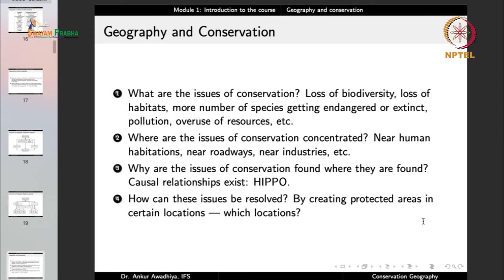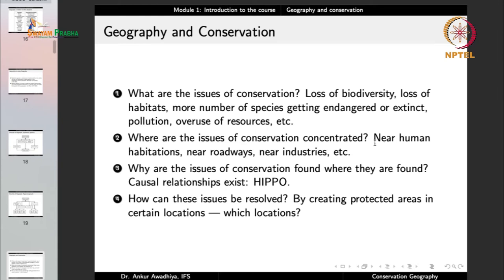Now, the relationship between geography and conservation is very intense, because in geography we can ask questions about conservation, about what the issues of conservation are. So different issues of conservation like loss of biodiversity, loss of habitats, species getting endangered or extinct, pollution, overuse of resources. Now all of these issues can be studied from the lens of geography, because we can ask where these issues are located. So for each and every one of these issues we can ask where they are located. Are they found in the same concentration everywhere in the world, or are there specific locations where they are localized or concentrated? Because if they are concentrated in certain locations, then it becomes easier to solve these issues.